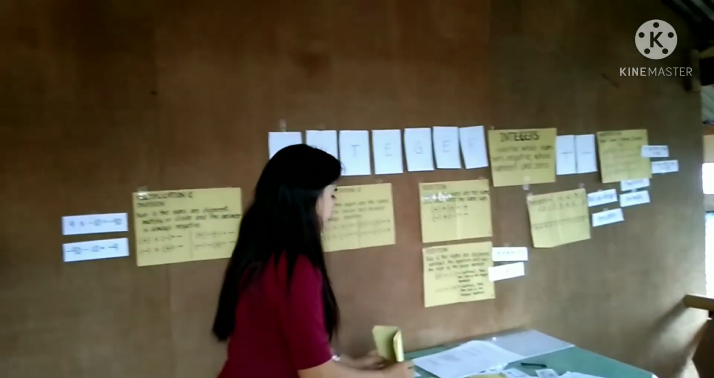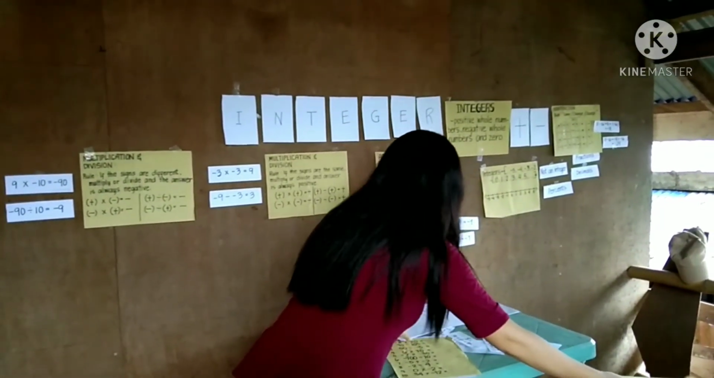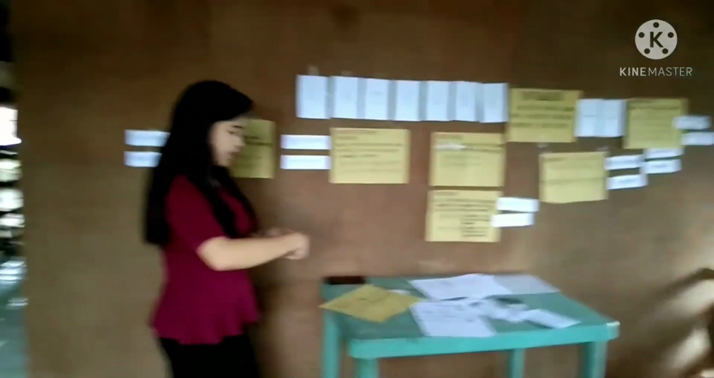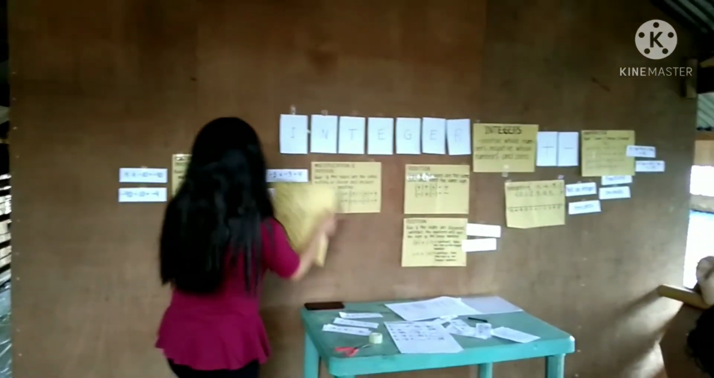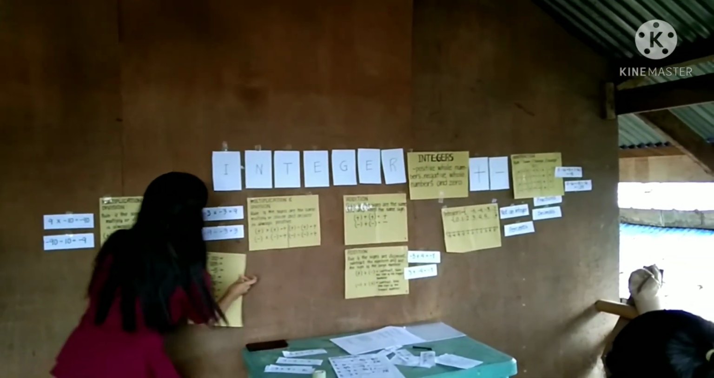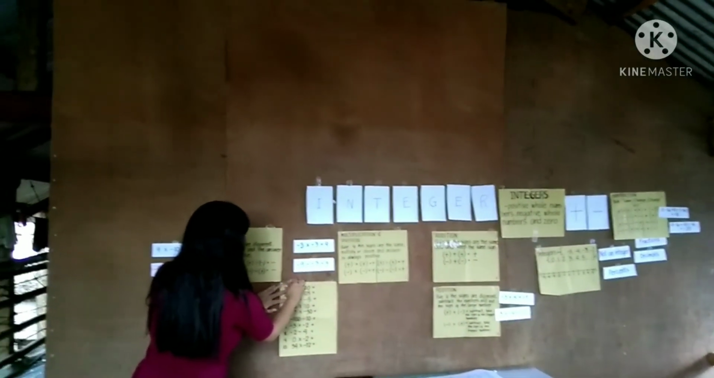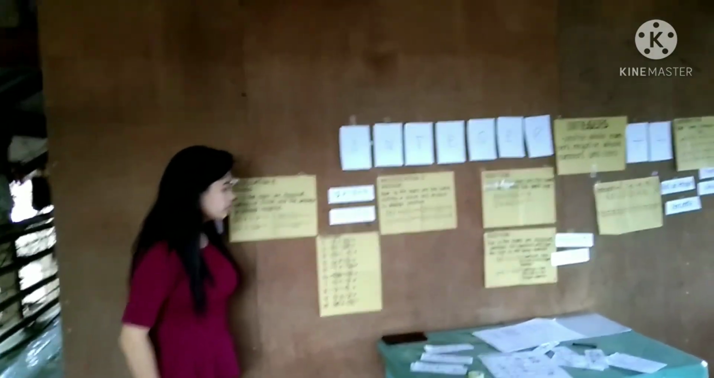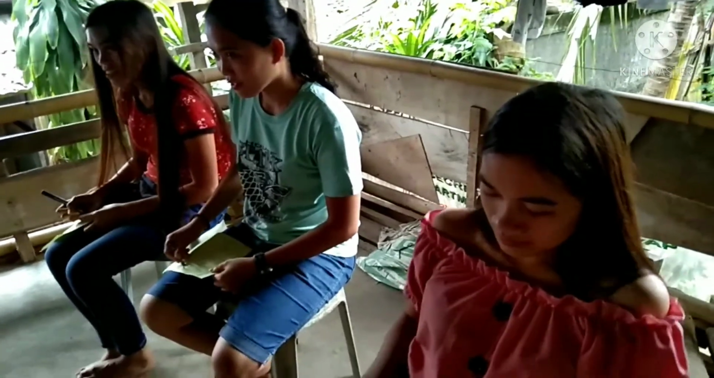Okay, very good. So now, you get another 1/2 sheet of paper, and then you answer these exercises to test if you really understand my discussion. Let's go. Okay. I will give you 10 minutes to answer the exercises.